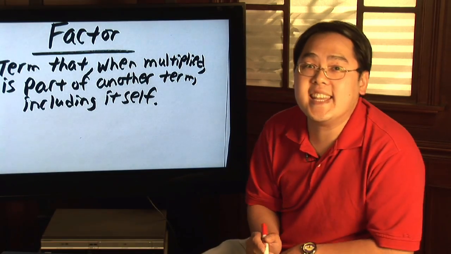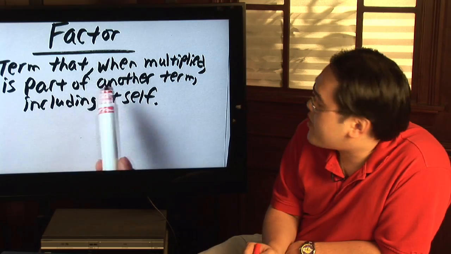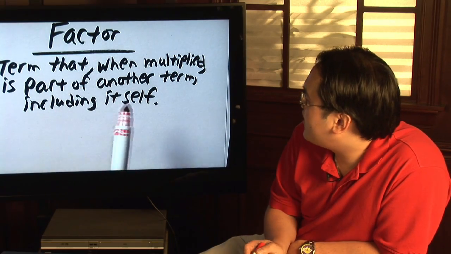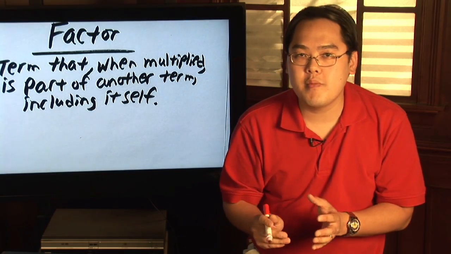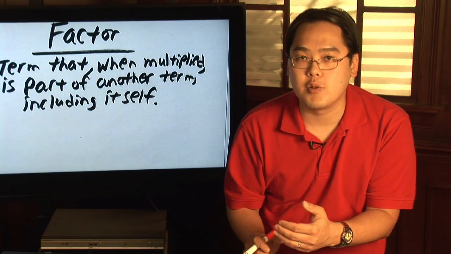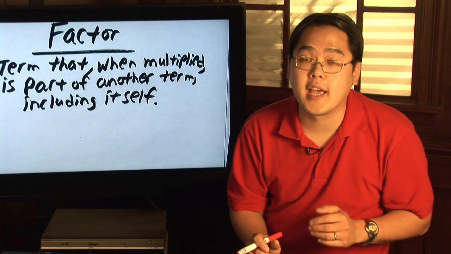So here it is. A factor, it sounds complicated, is a term that, when multiplied, is part of another term, including itself. In other words, it's a term that can be part of another term via multiplication, or it could be part of itself. Here's a case in point.